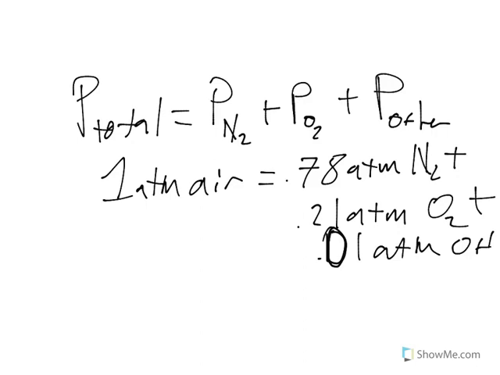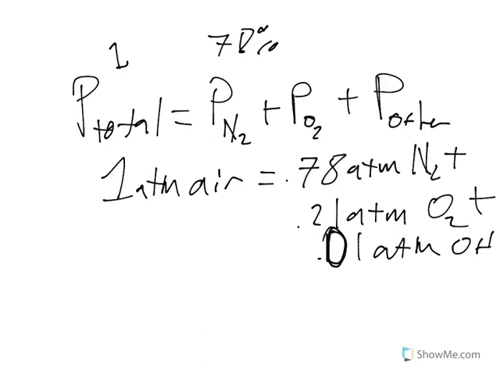The correlation I'd like you to make here is that if P total was the 1 atmosphere and this is 78%, then that is where we got the 0.78 atmospheres, because 78% of 1 atmosphere is going to be 0.78 atmospheres, and that should make some sense to you.